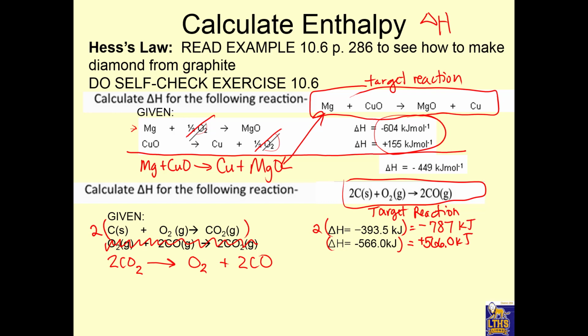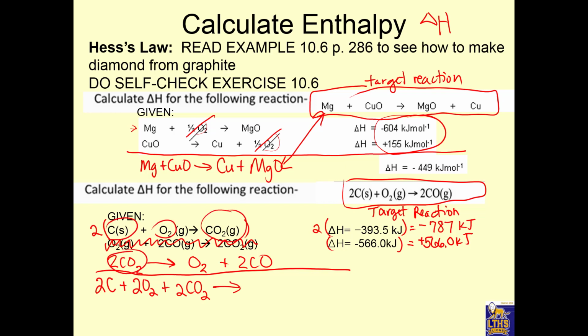Okay. What happens if I do all that? Well, let me add it up now. So now I have 2 C's on this side, and then plus 2 O2s on this side. That's from the first reaction. What about from the second reaction on the left side? I have 2 CO2s. So I have this, this, and this on the left. After the arrow, I have this, this, and this.